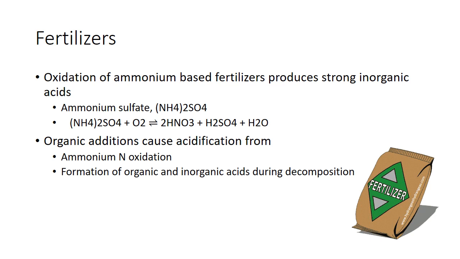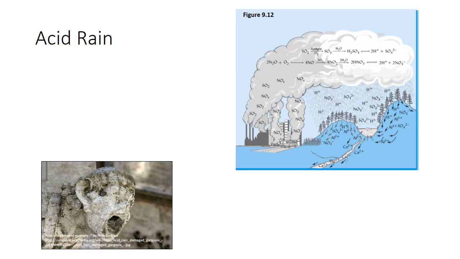Also, organic additions, so adding, say, manure or compost, can also cause acidification, and that can come from ammonium nitrogen oxidation, or the formation of organic and inorganic acids during the decomposition process. So those are ways we can acidify soil through fertilizer amendments.